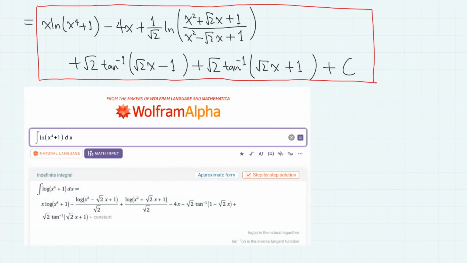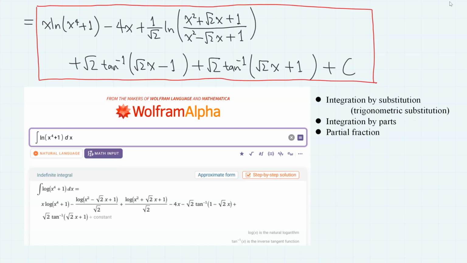So this was indeed a tough integral problem. But if we keep calm and use what we have in our integration arsenal, we were able to show that the integral can be done.